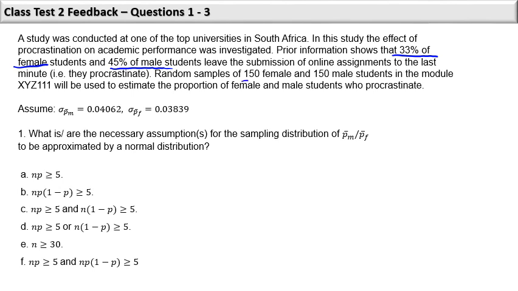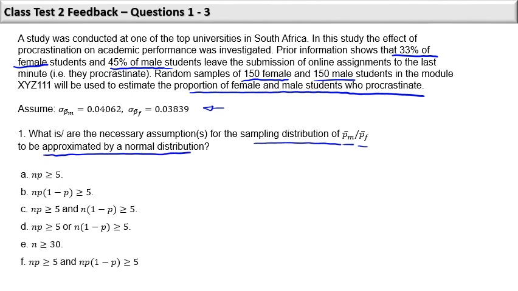A random sample of 150 female and 150 male students in the module XYZ111 will be used to estimate the proportion of male and female students who procrastinate. Now, we give you the standard error for the sample proportion of males and females who procrastinate. Now, question 1, we are asked, what is or are the necessary assumptions for the sampling distribution of P bar male, P bar female to be approximately normally distributed?